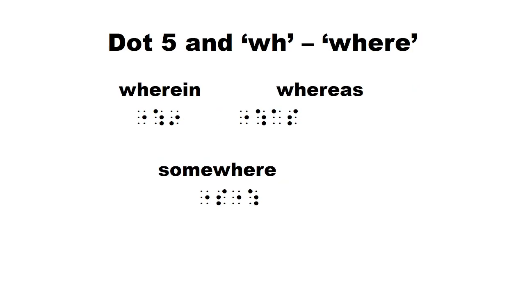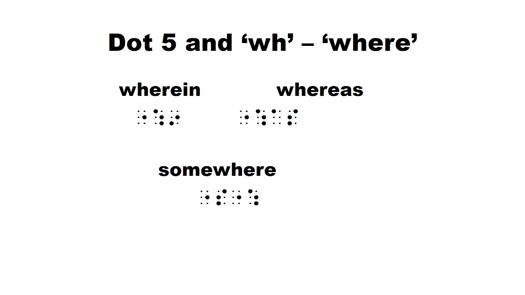Next, we have dot 5 and WH. These represent the word where. That's WHERE. So we can contract where using dot 5 on the first cell and the contraction for WH, which has dots 1, 5, and 6. So that's how you contract where using just 2 cells.